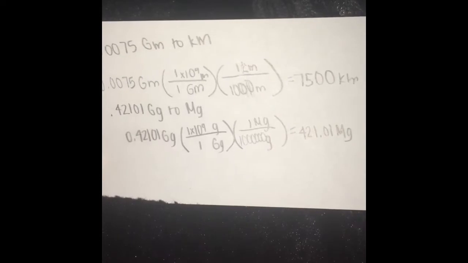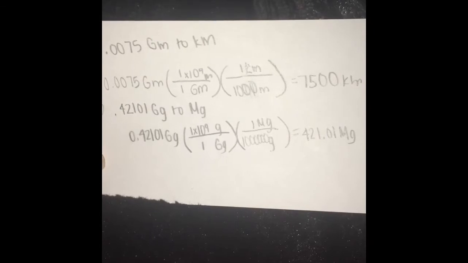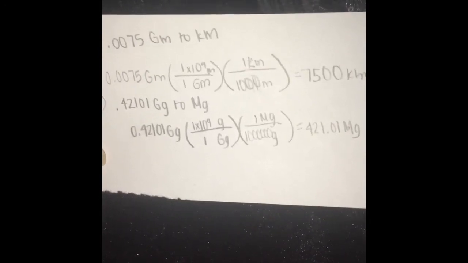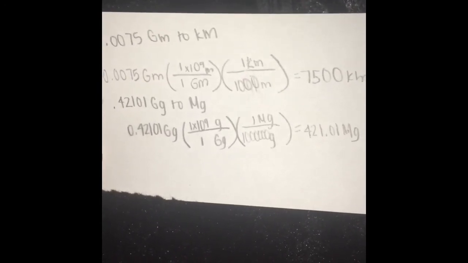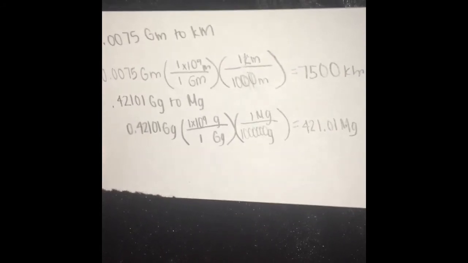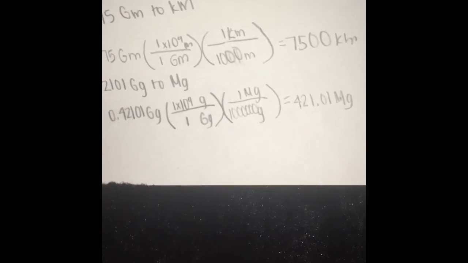For the second one, it's 0.42101 gigagrams to megagrams. And so you do that and then cancel the gigagrams. And 1 gigagram is the same as the other problem was, 1 times 10 to the 9th grams. And then in 1 megagram, there's 1,000,000 grams. Sorry, I don't know what that's called. And then the answer is 421.01 megagrams.